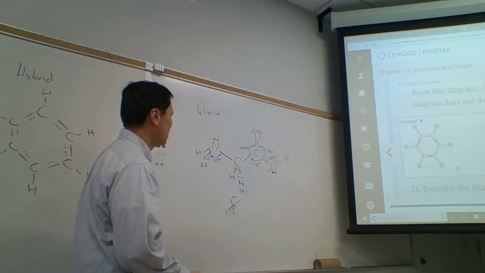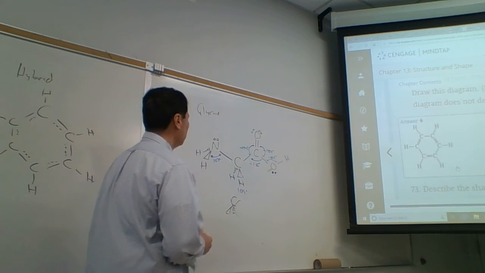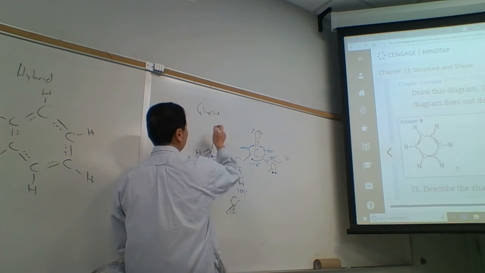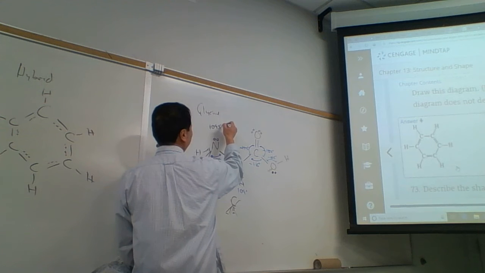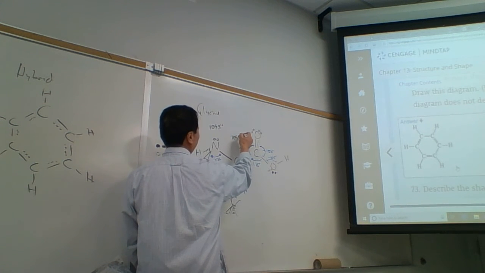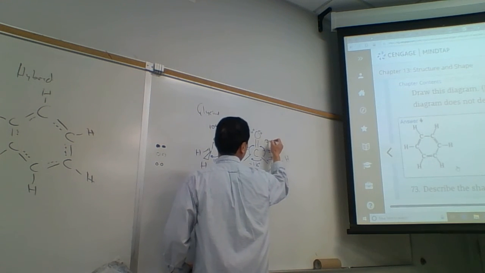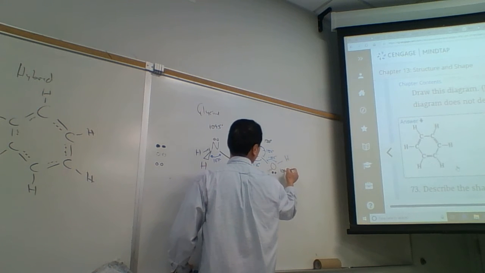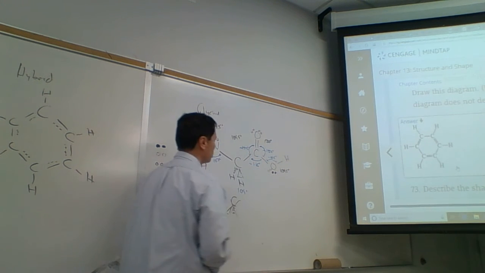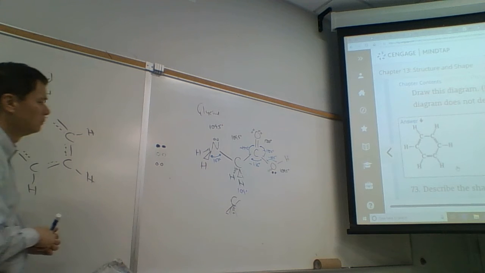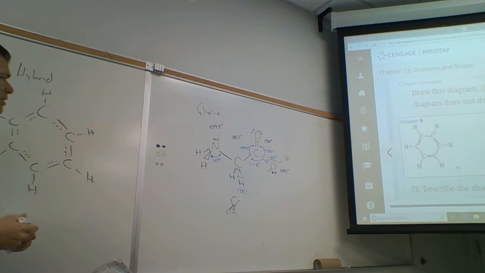109, 109.5, like that. You know, the ideal angles for this would be 109.5. This one should be 109.5 degrees. This should be 120 degrees. This should be 109.5 degrees. But we expect some distortion. And so those would be the ideal angles.